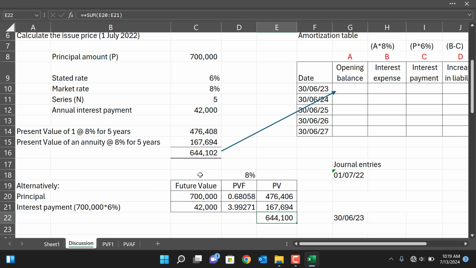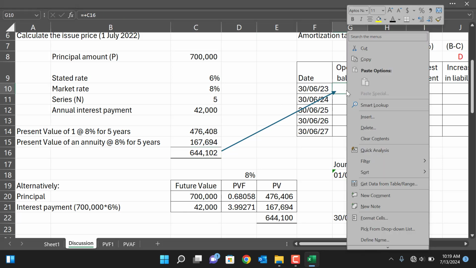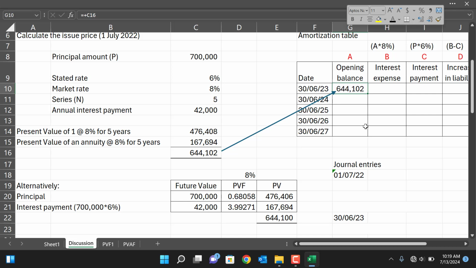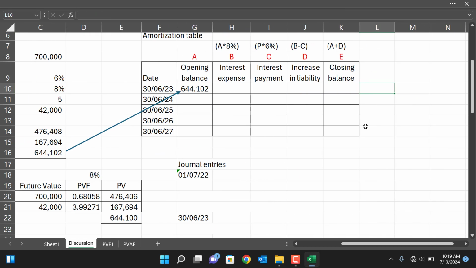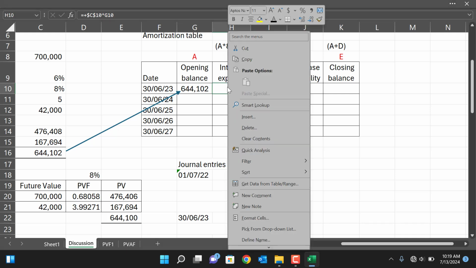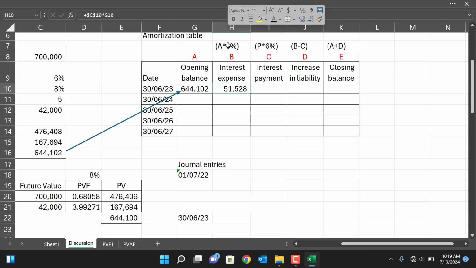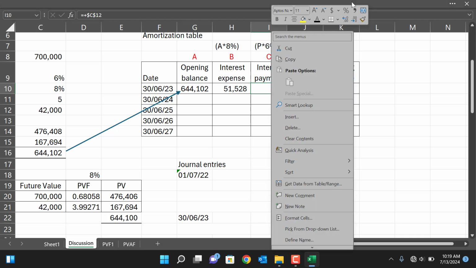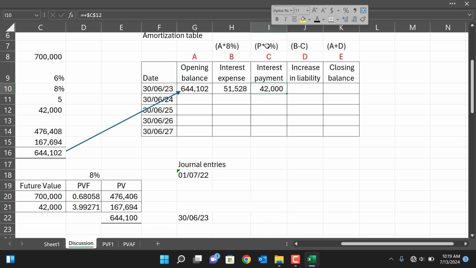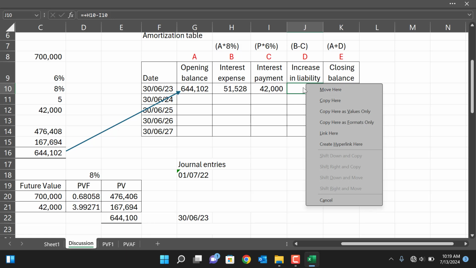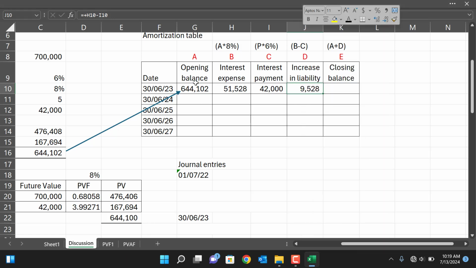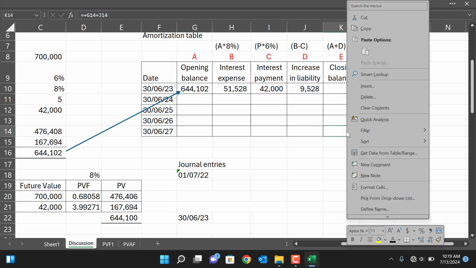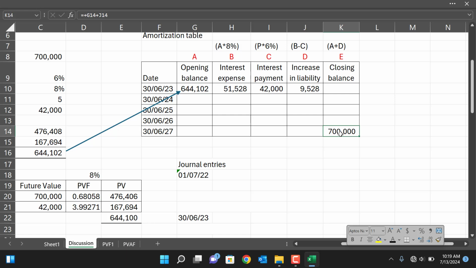Now, we'll use this and transfer it here, okay, in our amortization table. All right. So in our amortization table, the interest expense will be the opening balance multiplied by 8%, which is the prevailing rate. The interest payment here will be the 6% of that 700,000, which is 42,000. You get the difference. Now, your aim here is to make this closing balance at 700,000.